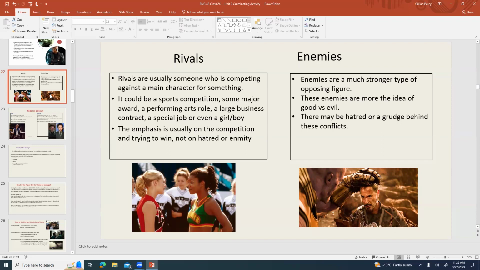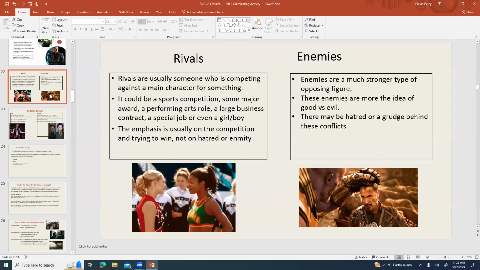So this is, I think, a clip from Bring It On, where there are two rival cheerleading teams that are trying to win. They're not enemies per se. They're both trying to get the main award, and they have all sorts of conversations and whatever. So that's one type of opposition.